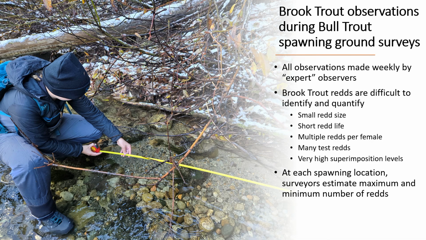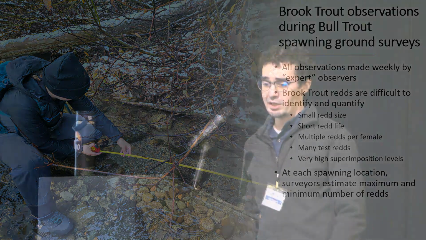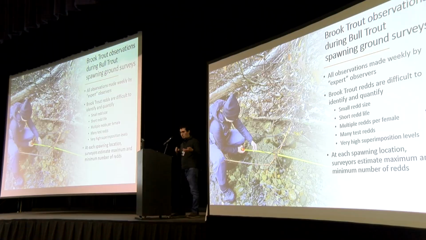So what this ends up being is that at each spawning location, surveyors usually estimate the maximum and the minimum number of reds at the location. It's pretty easy when there's a single red, but when they start spawning on top of each other, that can get kind of hard. And the image that you see there is actually a good example. So it's about 1.5 meters long, I think about 40 centimeters wide. And over the course of 7 weeks, we saw 8 different females building little saucer reds on that location. And we ended up estimating there were probably about 7 to 12 reds there total during the course of the season based on prior experience, quantifying that over time.